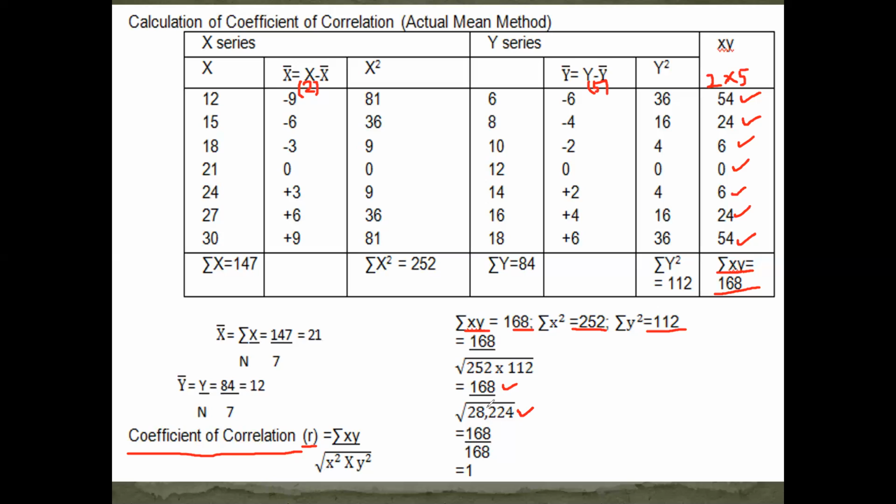The product is 28,224. Now if we take the square root of 28,224, we are going to get 168. So 168 upon 168, the coefficient of correlation is 1. It's positive 1. That means there is a perfect positive correlation that exists between x and y variable. I hope that the method of calculating coefficient of correlation by actual mean method is clear to everyone.